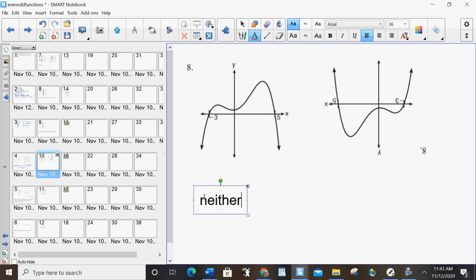We haven't seen an odd in a while. Hopefully number 9 will be an odd.